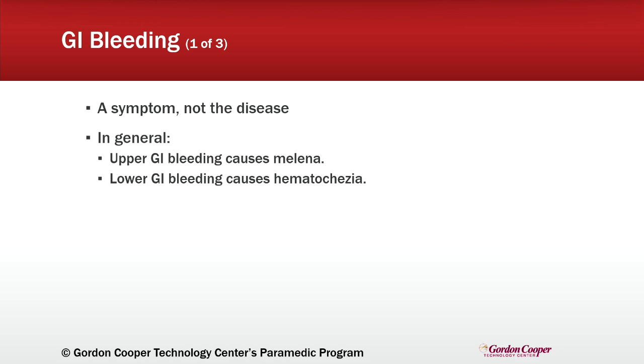Lower GI bleeds will typically show up as a bright red stool, and that's what we call hematochezia. So it's a bright red stool. It indicates that blood has not been digested yet. It hasn't gone through the whole digestive tract.